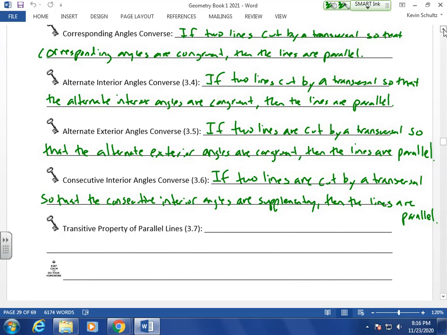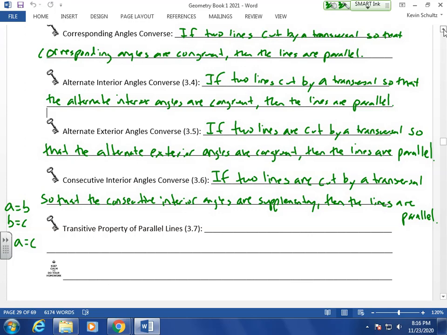Okay. The transitive property of parallel lines. Remember, the transitive property in and of itself is if A equals B and B equals C, then A equals C, right? If two different things are equal to the same thing, then they're equal to each other. Kind of have the same thing here.